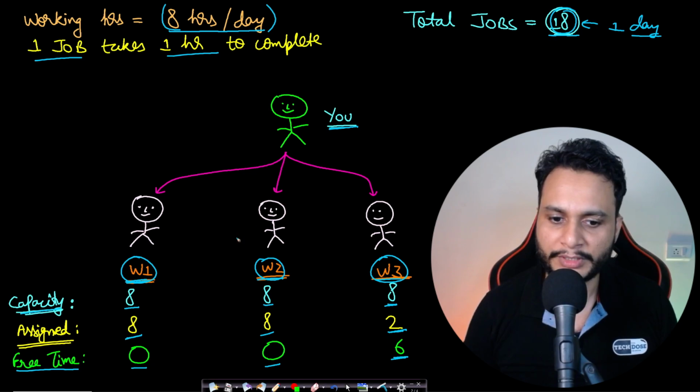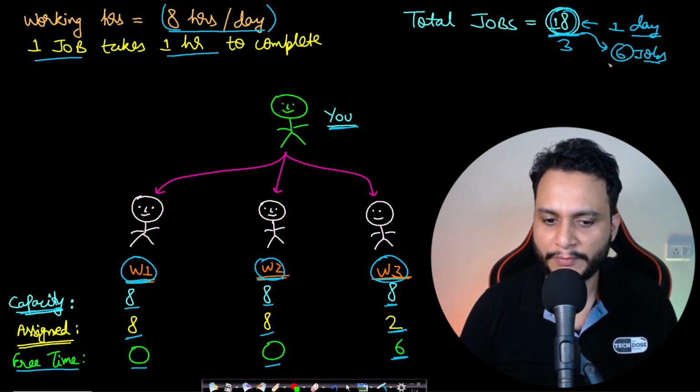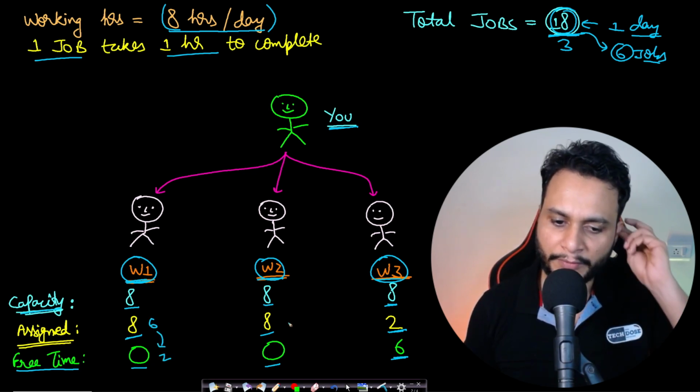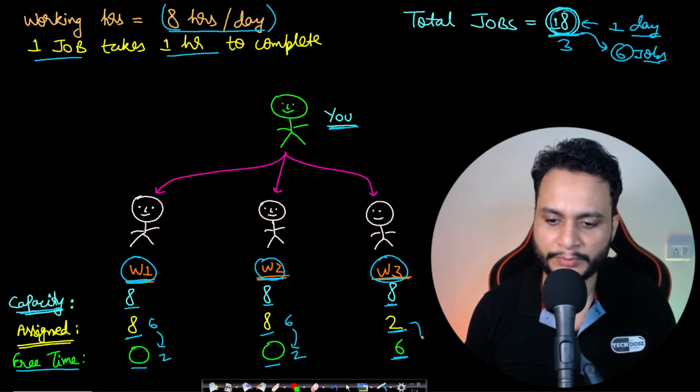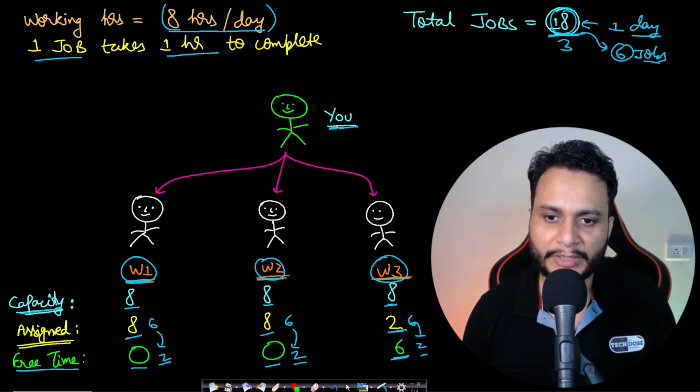So if you think about it, you have 3 workers, you have 18 jobs to be done. So you just divide by 3 and assign 6 jobs per worker. If you assign 6 jobs per worker, then you will see that the free time for each of them will be equal to 2. Now no one is over free, like previously worker 3 had free time of 6, but now he just has 2. Everyone gets some free time, right? So this will be a fair assignment by you.